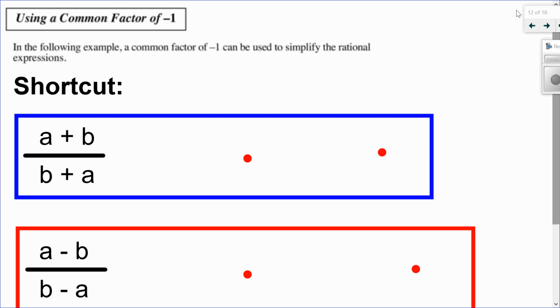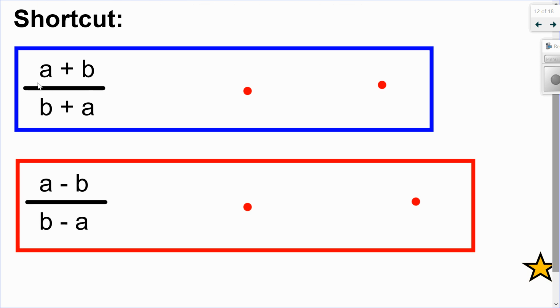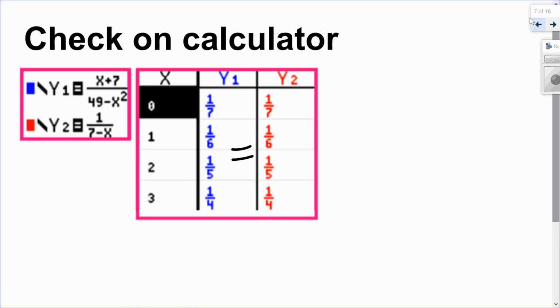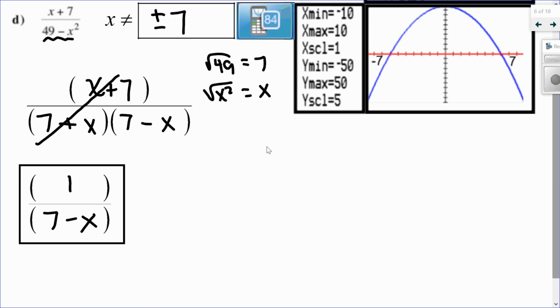Okay, let's look at a little shortcut which is going to come up from time to time. If we have something like this, and we saw this on the other question, if I go back over here, which one was it? It was this one here. Remember on this question here, it was x plus 7 and 7 plus x. So they were the exact same terms, positive x, positive x, positive 7, positive 7.